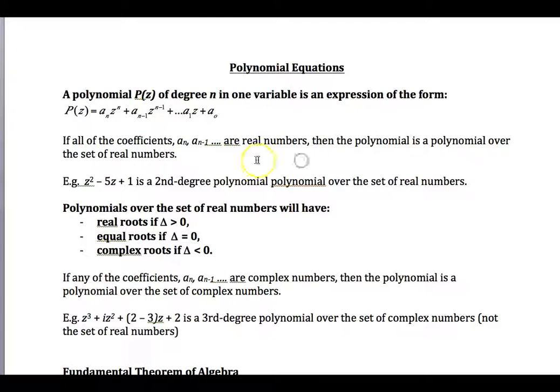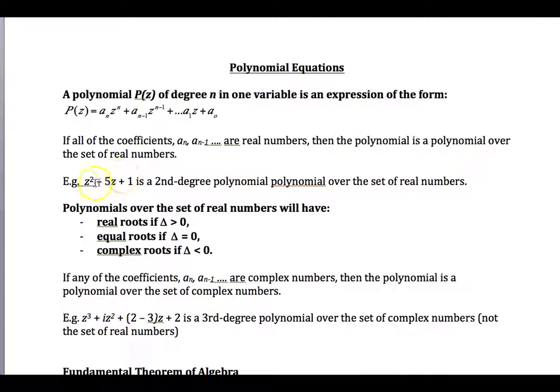Now, if all the coefficients, a sub n minus 1, etc., a1 down to a0, are real numbers, then we call it a polynomial over the set of real numbers. That's not a complex numbers polynomial. So, for example, if you look at z squared minus 5z plus 1, it's a second degree polynomial. It's got degree 2, because the highest power is 2.